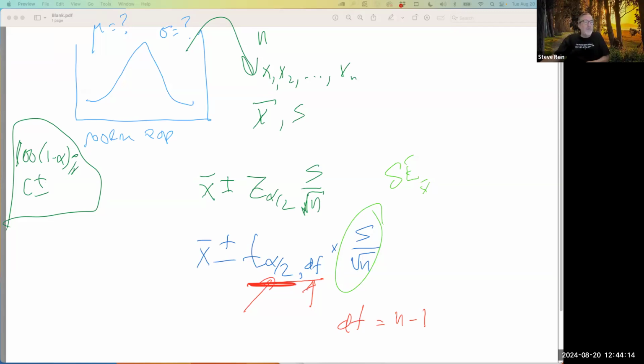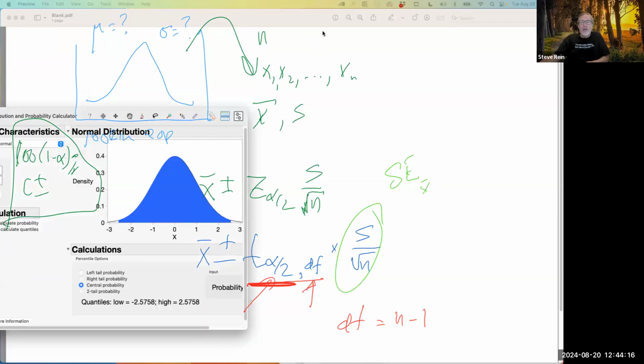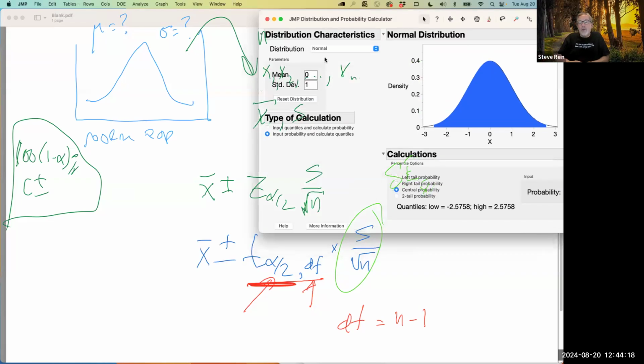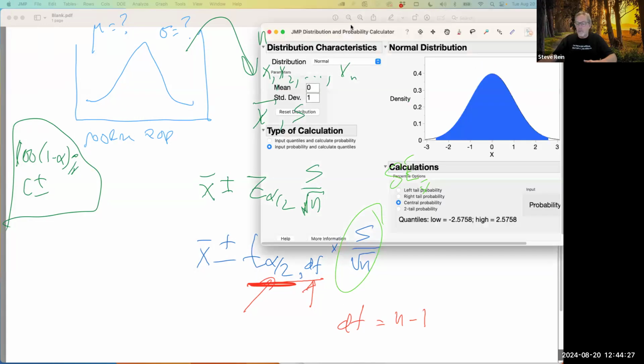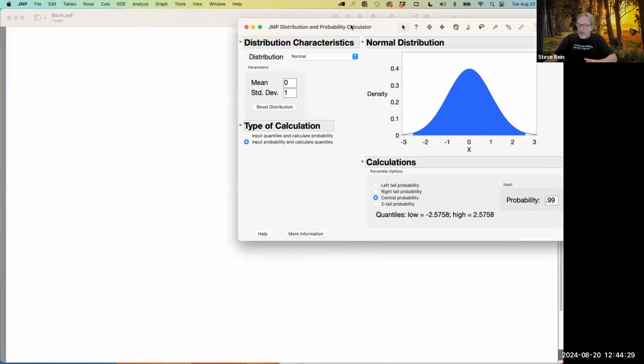So let me show you how to find the T value. There is a T table, and our book also walks you through it. Maybe I'll move this over here off to the side, take a little screenshot real quick, then move it back and remove the clutter. And we'll focus on how to get JMP to give you your T value with the distribution and probability calculator.